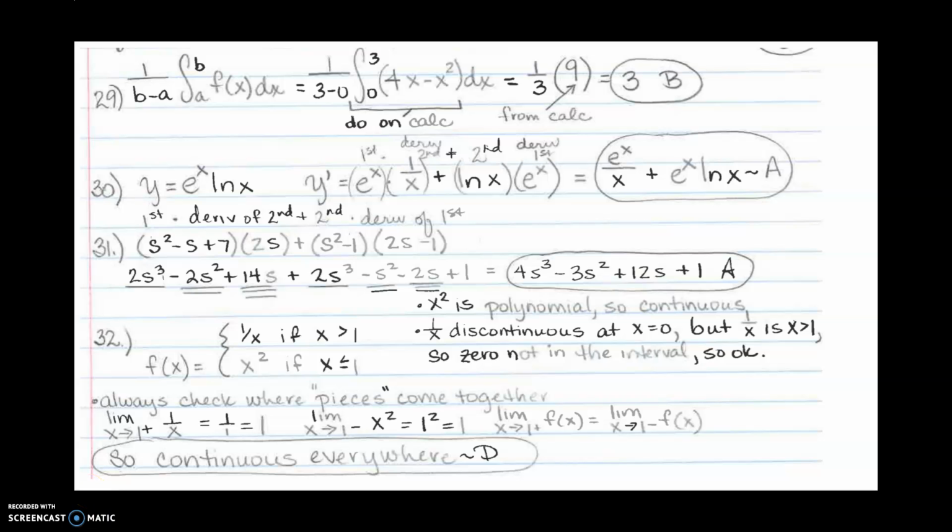Continuing with our exam review, number 29, we have the average value of the function, and the function that we had was 4x minus x squared on the interval from 0 to 3. So average value of the function is 1 over b minus a, so our b is 3 and our a is 0, so 1 over 3 minus 0, and then the integration from 0 to 3 of the function. Now, I can do this on my calculator, so grab your calculator if you would.